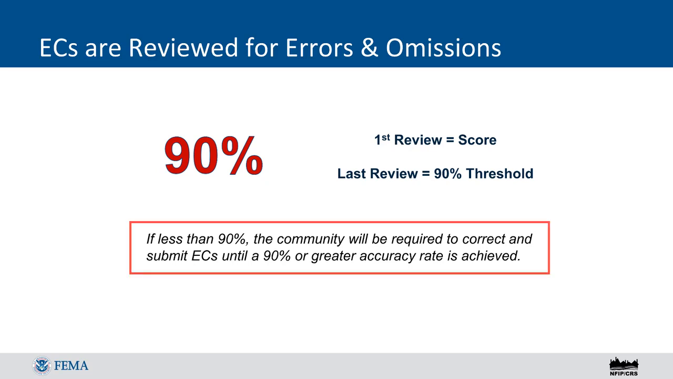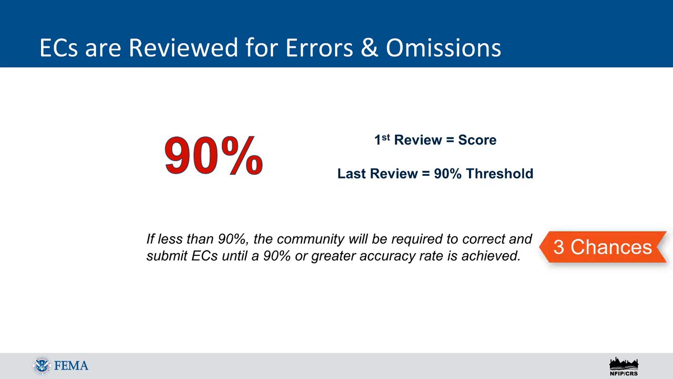If you don't have 90% correct at that time, we'll send them back to you and say, okay, here are the ones that have mistakes, and you'll need to correct them up to the 90% standard in order to stay in the program. You will have 3 chances to do that, and if 90% don't pass after the 3rd review, you'll be recommended to be removed from the program.